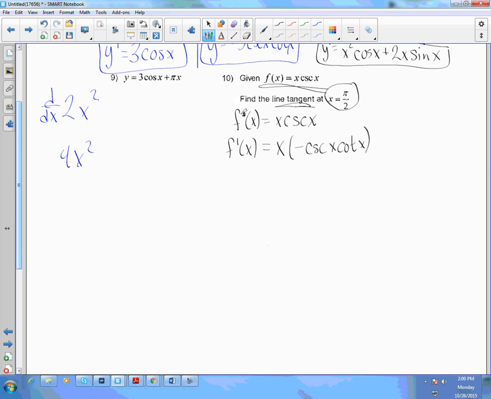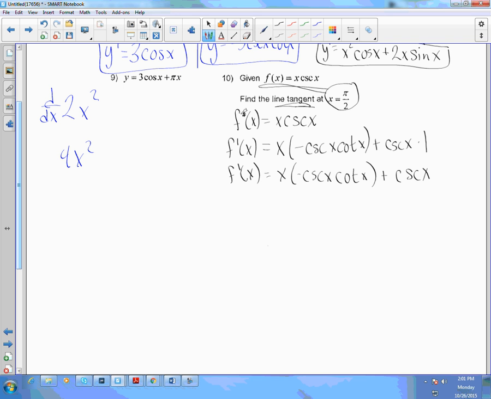Cotangent x. Okay, that's first d last, plus last, cosecant d first, times 1. That's cosecant x times 1. Okay, so we have f prime of x equals, I would just keep that x out for a second, and cosecant. I don't know why I'm rewriting this, because times 1 doesn't do anything.